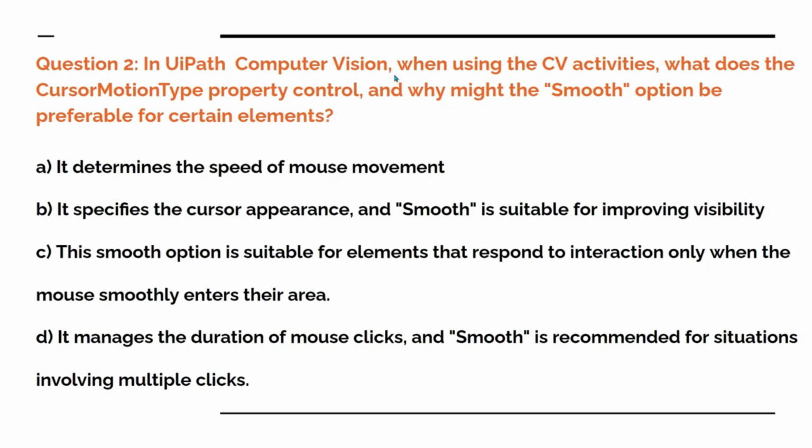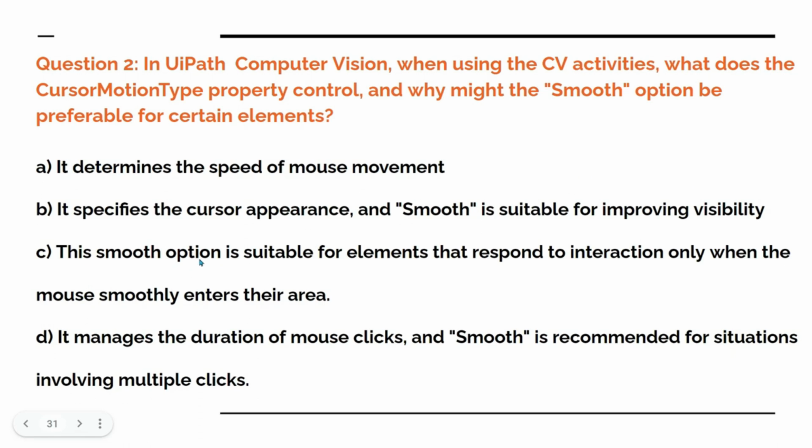In UiPath Computer Vision, when using the CV activities, what does the cursor motion type property control? And why might the smooth option be preferable for certain elements? Why should you go for the smooth option? Option A, it determines the speed of mouse movement. B, it specifies the cursor appearance, and smooth is suitable for improving visibility. Are you doing it for visibility?